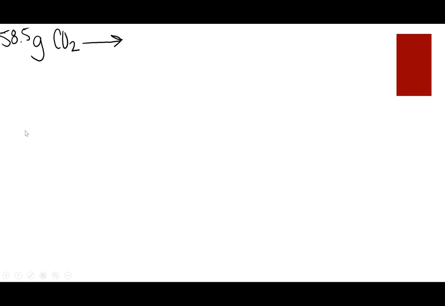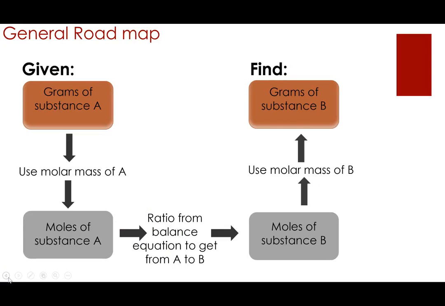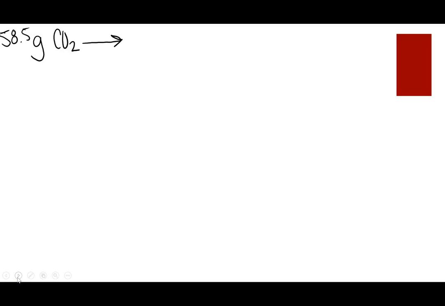What's the first step in our map? So I'm going to click back a couple here. Step one is going from grams of substance A to moles of substance A. So in our map, grams of carbon dioxide to moles of carbon dioxide. And we're going to need the molar mass here to do that. All right. So that's step one.